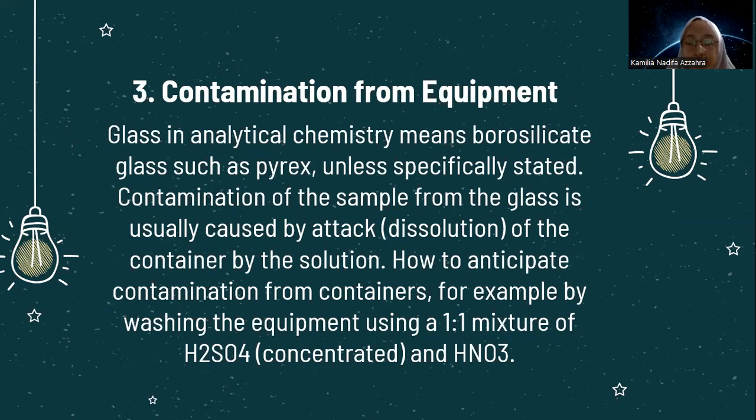Number three, contamination from equipment. Glass in analytical chemistry means borosilicate glass such as Pyrex, unless specifically stated. Contamination of the sample from the glass is usually caused by attack or dissolution of the container by the solution. How to anticipate contamination from containers? For example, by washing the equipment using a one-to-one mixture of concentrated H2SO4 and HNO3.